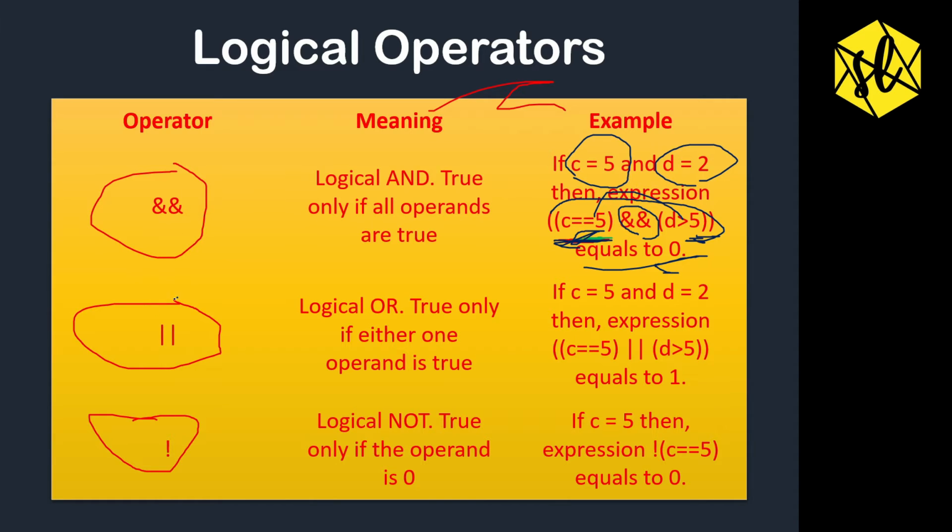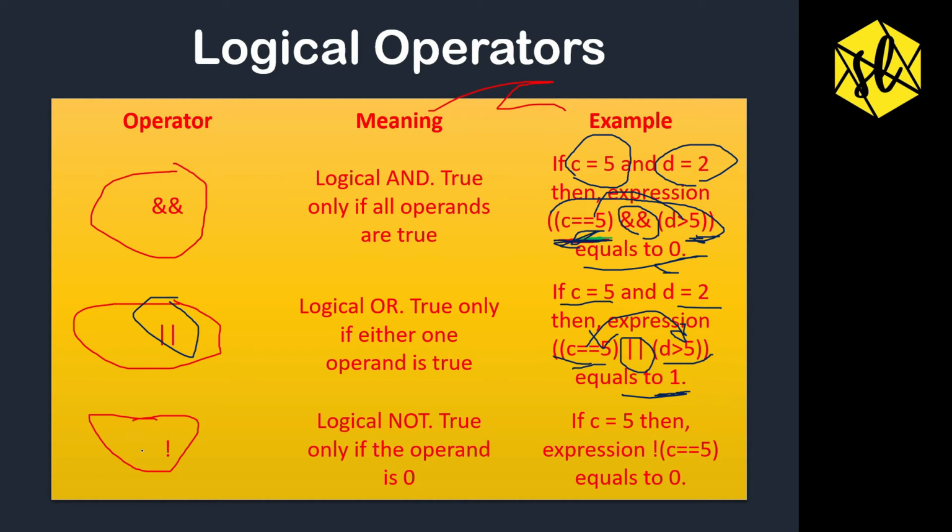Now we will see another example here. We have the logical or operator, and now we will see here, if c is equal to 5 and d is equal to 2, as given, then the expression c is equal to 5, yes, this one is correct, but d is greater than 5, this one is not correct. And because this is or here, if anyone is true, then it will return 1. Here c is equal to 5 is true, that is why it is returning 1.